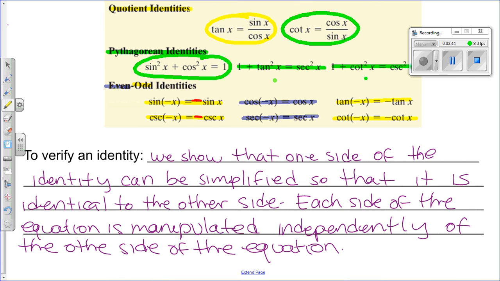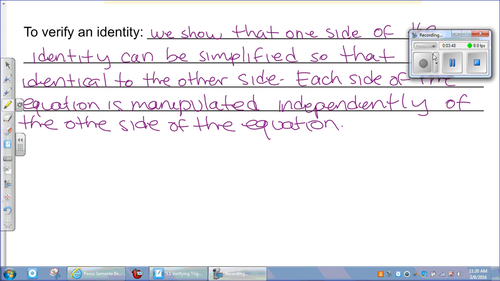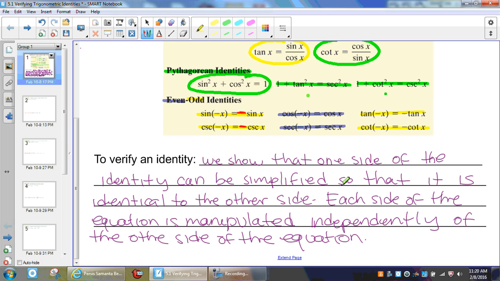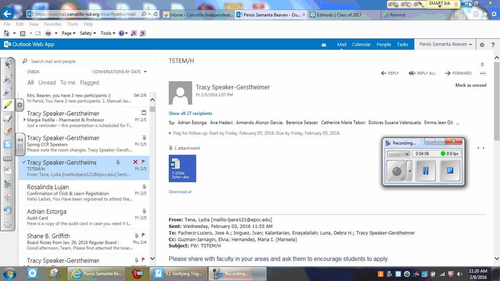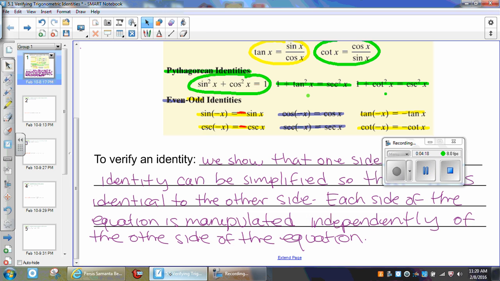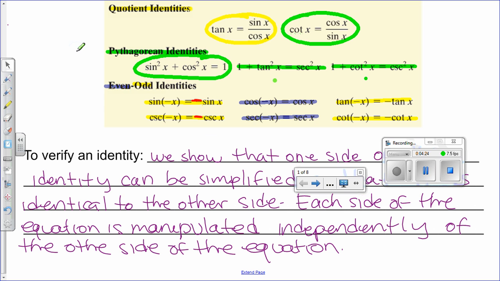And we have here that trigonometric identities, well, to verify an identity, that's what I expect you all to do. Just give me a sec. Sorry. I know. I was just trying to get this. Let me adjust this, guys.